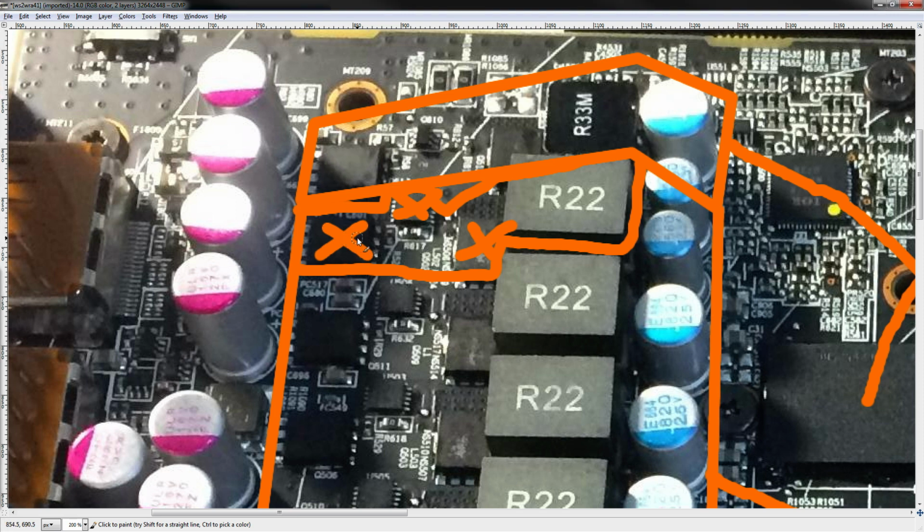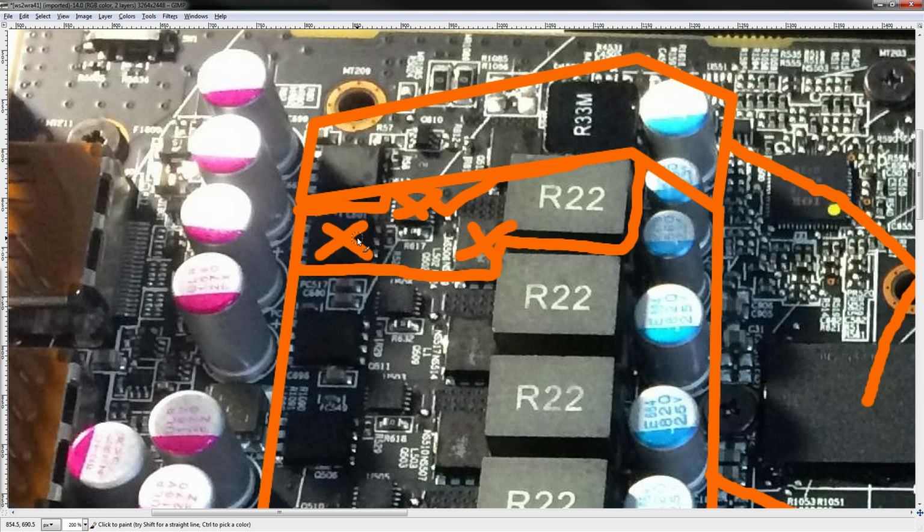Let's put it this way: the reference card has an MDU1514, which is rated at 66 amps at 25 degrees Centigrade case temperature. This is rated at 46 amps at 25 degrees case temperature. At 80 degrees case temperature, this does 34 amps, and the MDU1514 does 50 amps. This VRM is much, much worse than the reference design.